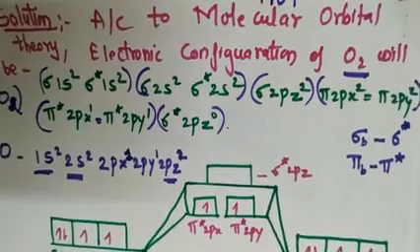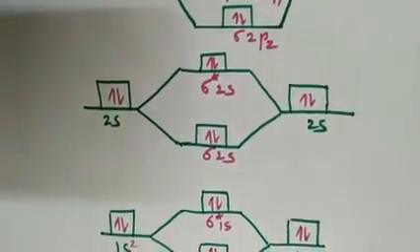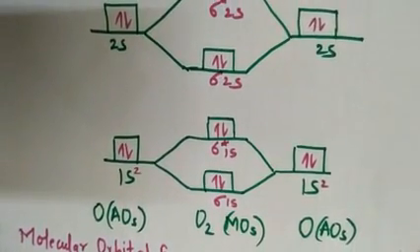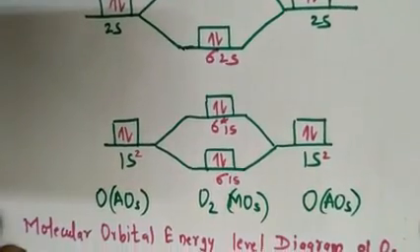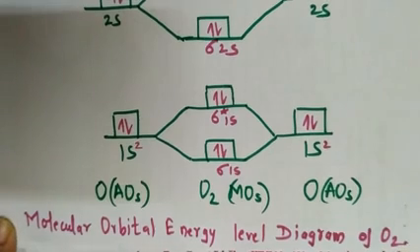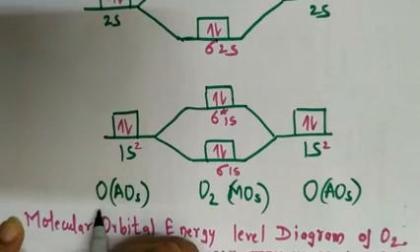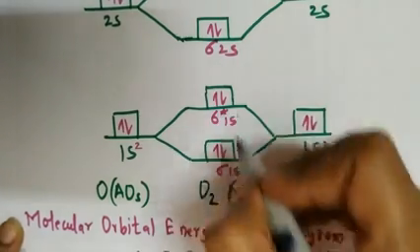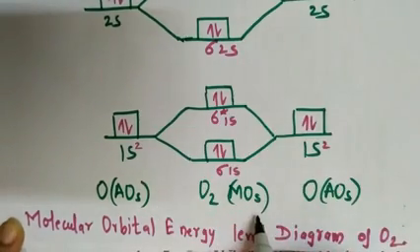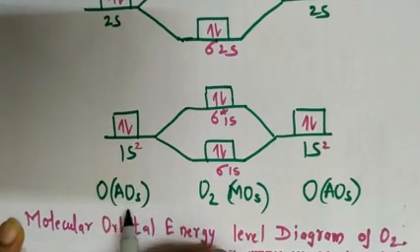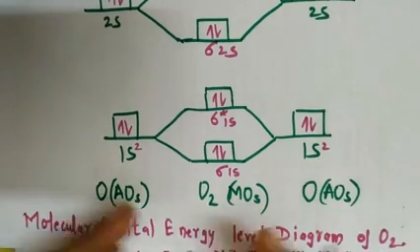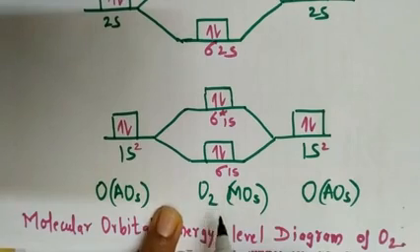Now we will see how the energy level diagram looks. I will give a photo of this energy level diagram to all of you after the lecture. See, the molecular orbital energy level diagram of O2. This is one oxygen atomic orbital, this is another oxygen atomic orbital, and the orbitals formed are the O2 molecular orbitals.